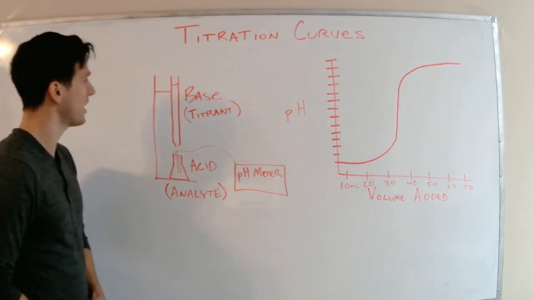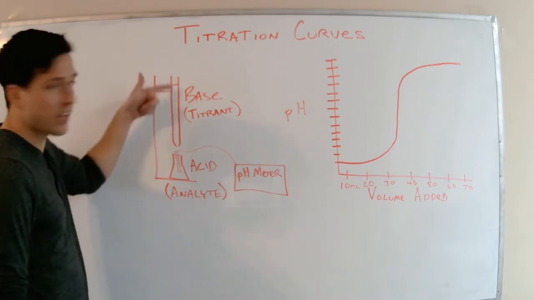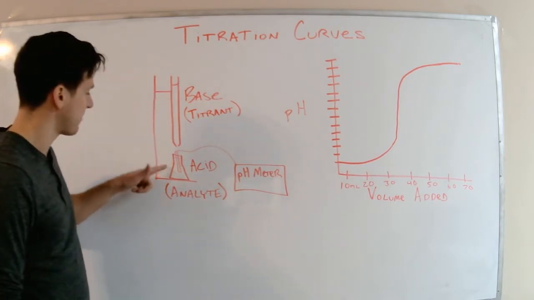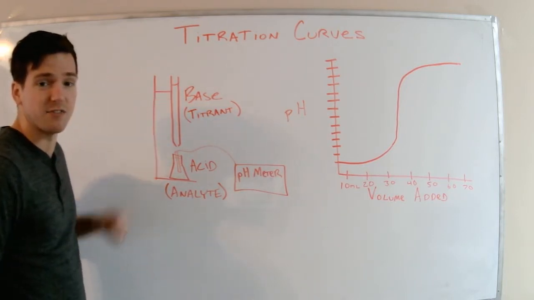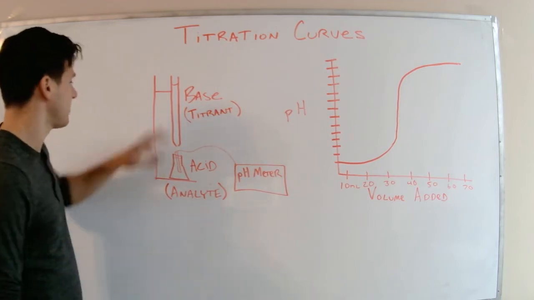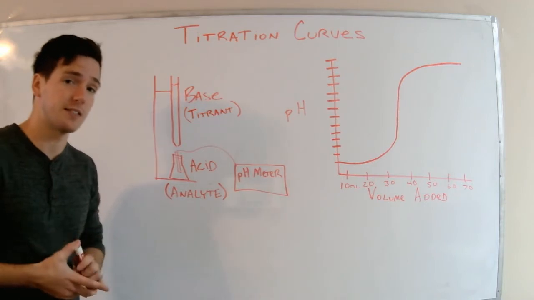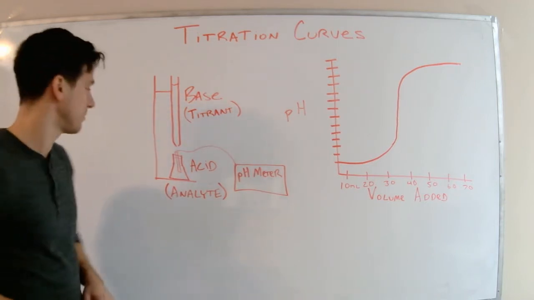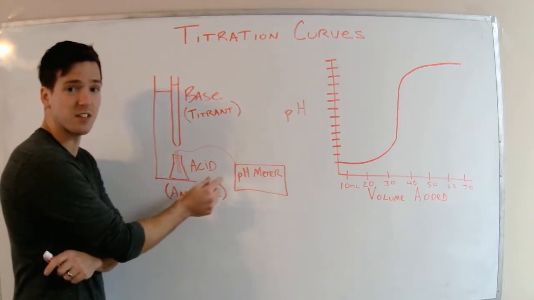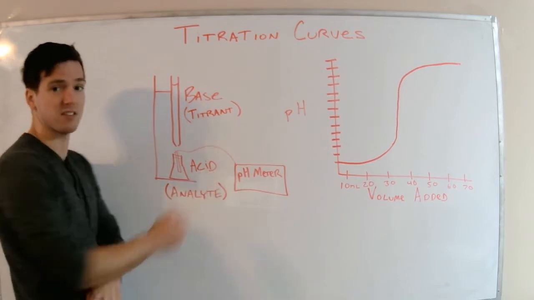So in my drawing here, I have a base in the burette, and I have an acid in this e-flask down here. And the acid could be up here, or the base could be down here. It really doesn't matter. It depends on what we're analyzing. If we're analyzing an acid, it's going to be down here. If we're analyzing a base, it's going to be down here.